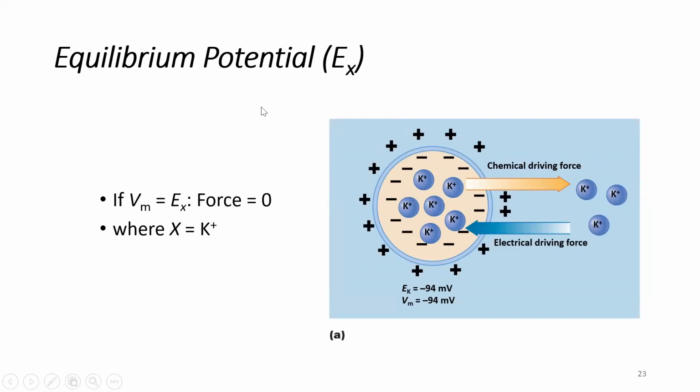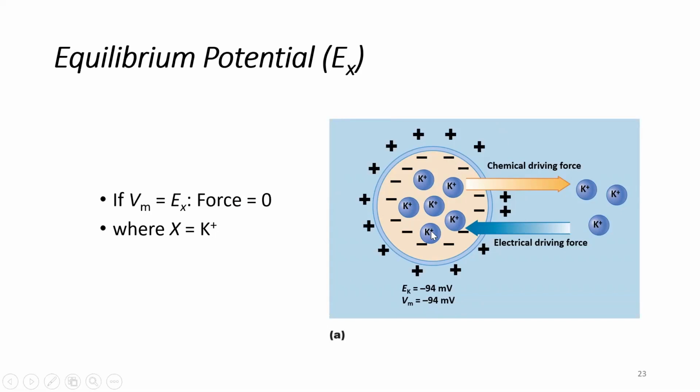So let's look at the equilibrium potential here. When we speak about equilibrium potential, we're usually referring to the potential of an ion, whereas the membrane potential is the overall state of the cell. So let's say the membrane potential here is negative 94 millivolts. That means that the inside of the cell is negative 94 with respect to the outside of the cell. But the equilibrium potential is referencing an ion.